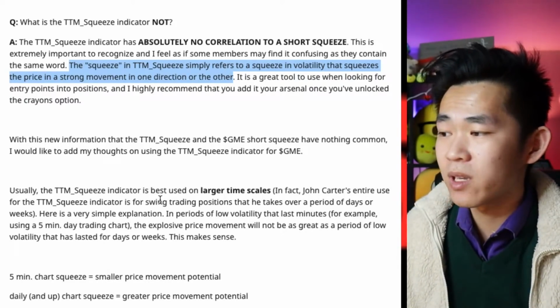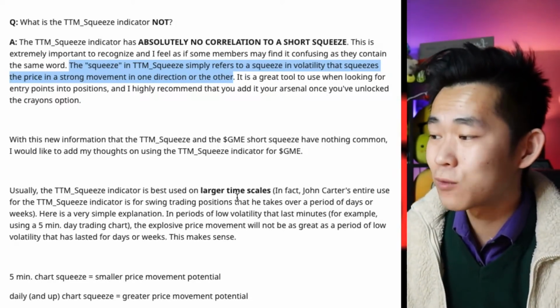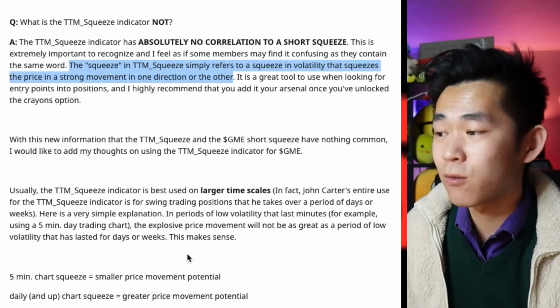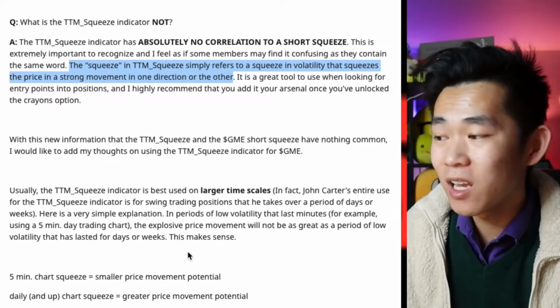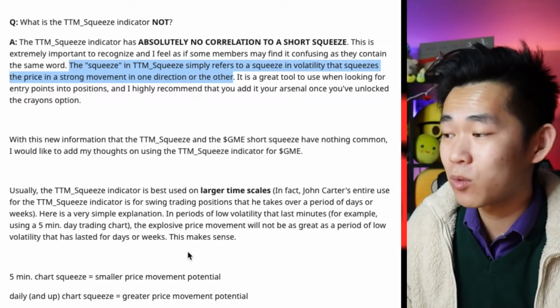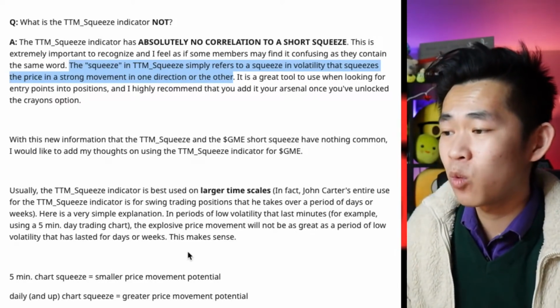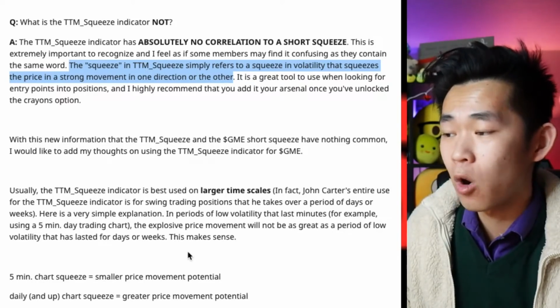Usually, the TTM squeeze indicator is best used on large time scales. In fact, John Carter's entire use for the TTM squeeze indicator is for swing trading positions that he can take over a period of days or weeks. Here is the very simple explanation. In periods of low volatility that last minutes, for example, using a 5-minute day trading chart, the explosive price movement will not be as great as a period of low volatility that has lasted for days or weeks.